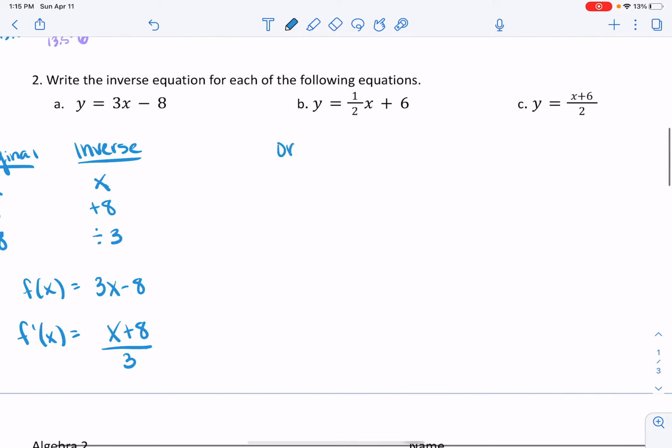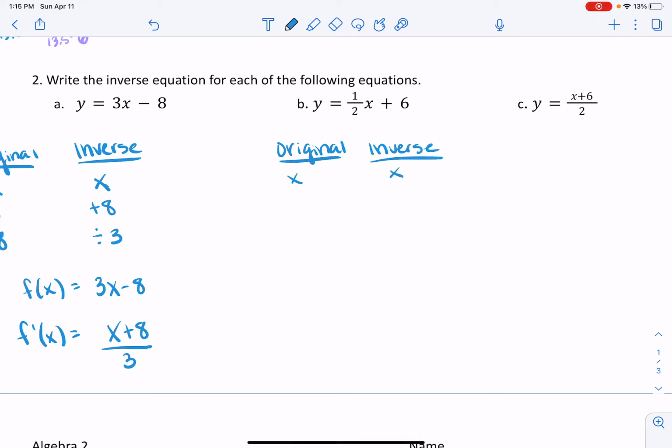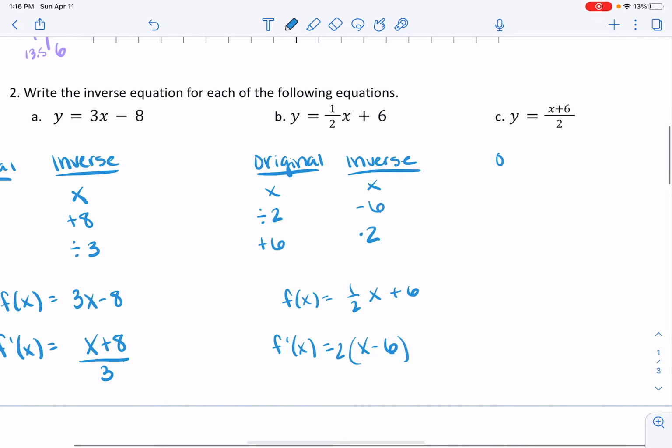For b, let's do the same thing. We'll start with x. It looks like here we're dividing by 2, or multiplying by a half, and adding 6. So backwards would be minus 6 and times 2. So our original equation, I'm going to rename that f of x, is equal to 1/2 x plus 6. Our inverse of f of x will be (x minus 6), and that's times 2. So it's times 2 for the whole quantity. And then the last one.